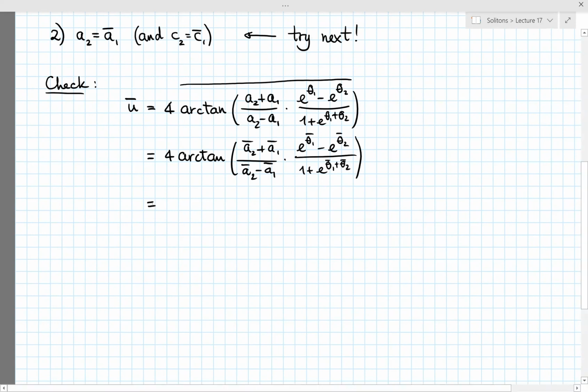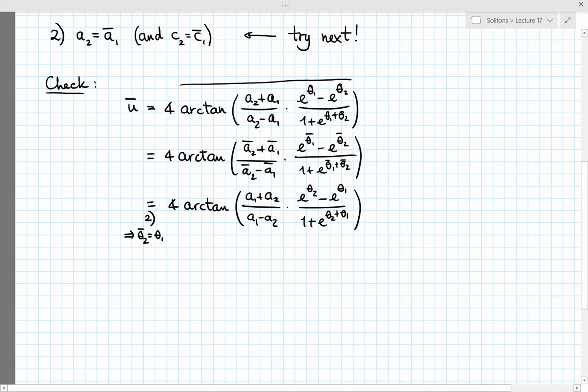And next we use the equalities that define option 2. So A2 and A1 are complex conjugate, and same for C2 and C1. And that in particular means that the exponent theta 2 is also the complex conjugate of the exponent theta 1, since the coordinates are real. So we get 4 arctangent of (A1 plus A2) over (A1 minus A2) times (exponential of theta 2 minus exponential of theta 1) over (1 plus exponential of theta 2 plus theta 1). And now we see that this is precisely equal to u, the original field, by canceling a couple of minus signs.